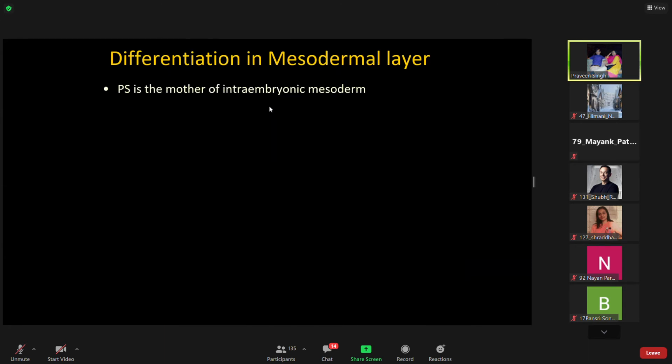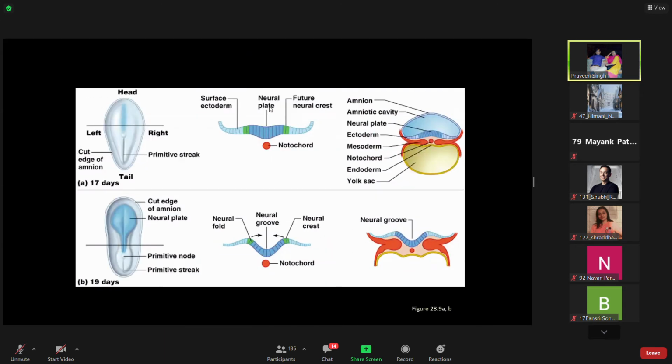Okay, so we know that these are the three layers which are formed. If you see, this is mesoderm. So paraxial, intermediate plate, and lateral plate. Lateral plate again divided into splanchnopleuric and somatopleuric. This paraxial mesoderm is going to form somites. Days बढ़ रहे हैं, 17 days, 19 days. So this paraxial mesoderm is going to form somites.